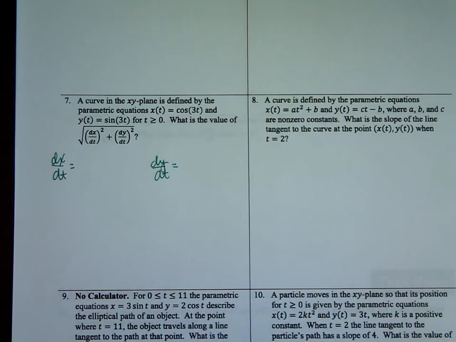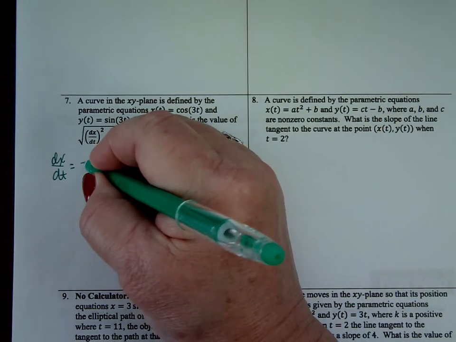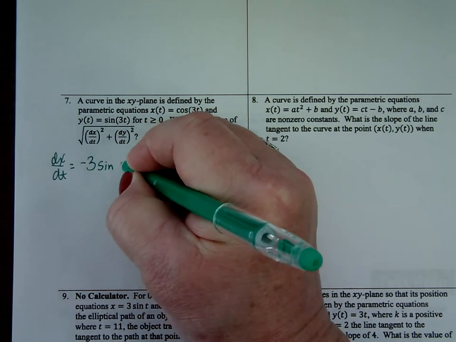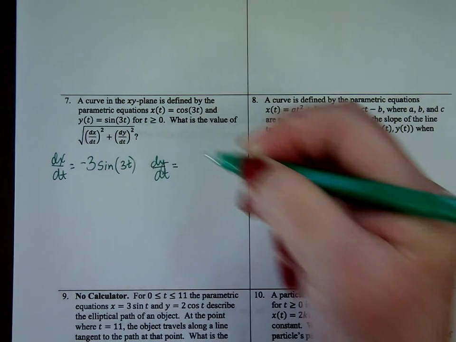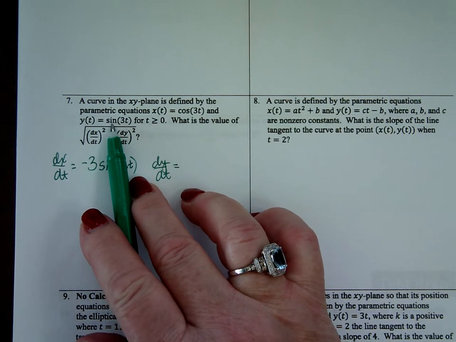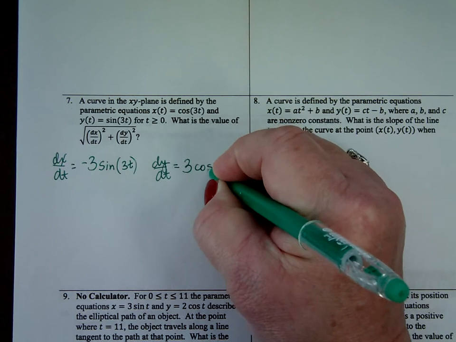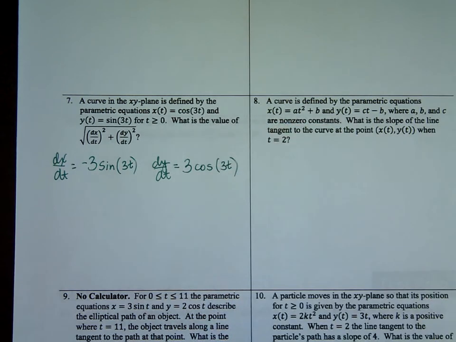So the derivative of the x function, the cosine of 3t. The derivative of cosine is negative sine, and it's going to be chain ruled times 3. So I get negative 3 sine of 3t. And then I do the same thing over here. The derivative of sine is cosine, times 3, so it's going to be 3 cosine of 3t. Did it twice. Cool, so let's put it in the square root.